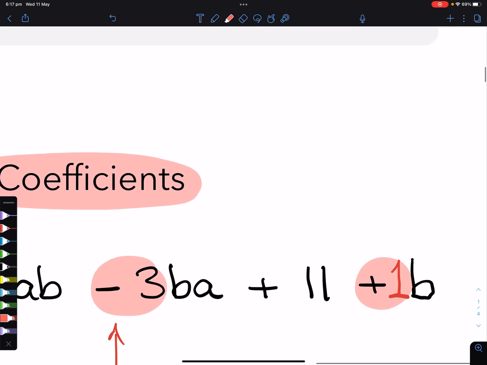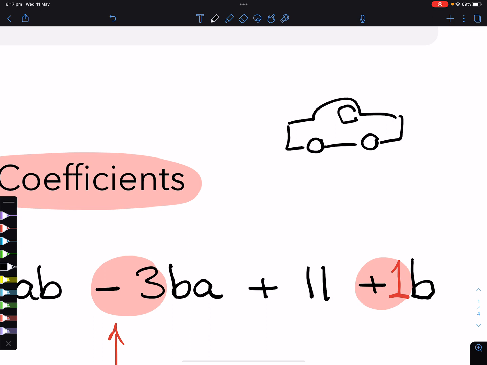Let me put it to you this way. If I draw, okay, that's supposed to be a car. If I drew a car and I said to you, how many is that? You would say 1. There's a car, okay? It's only when I want to signify to you that there's multiples of them, do I start bringing in coefficients.